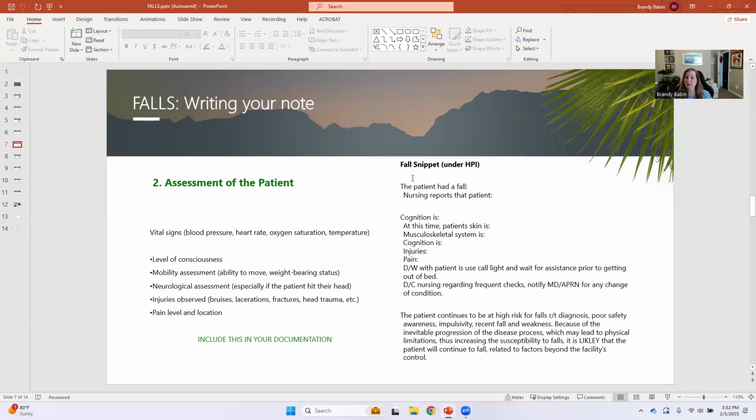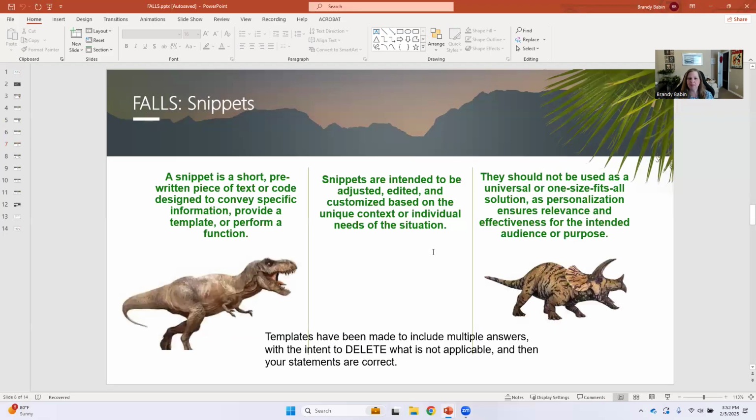So I've tried to make it easy. We've got a fall snippet. It's under the HPI, and it's basically a fill in the blank. The patient had a fall, nursing reports, cognition is, at this time, the skin is, the musculoskeletal is, the cognition. And so there is a snippet. You just click fall snippet under the HPI, and this is what pops up.